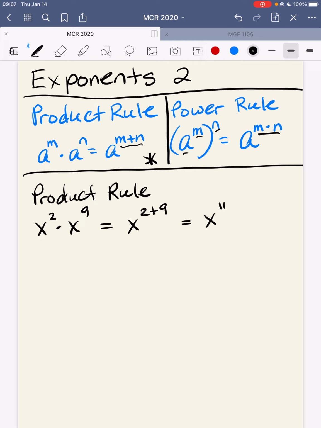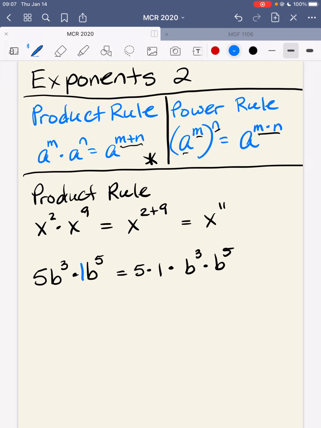All right. Another example here, we've got 5b to the 3rd times b to the 5th. Now remember, we have an imaginary 1 in front of anything that does not have a coefficient. So what we're really dealing with here is multiplying our numbers, so 5 times 1. And those are being multiplied by my exponents, b to the 3rd times b to the 5th.